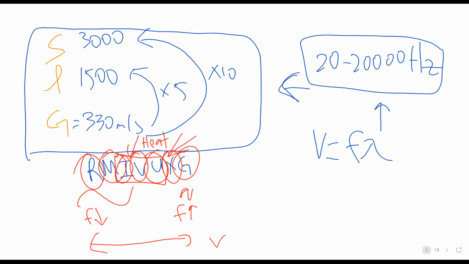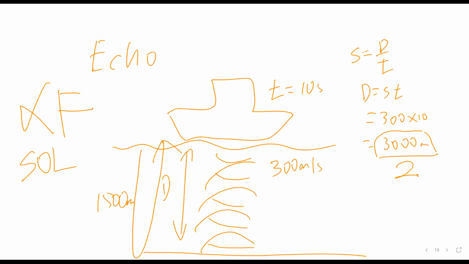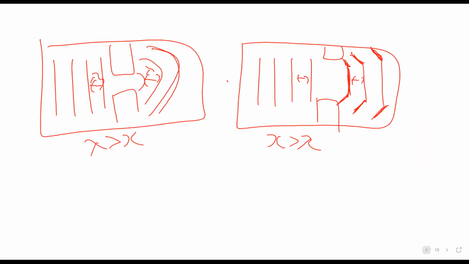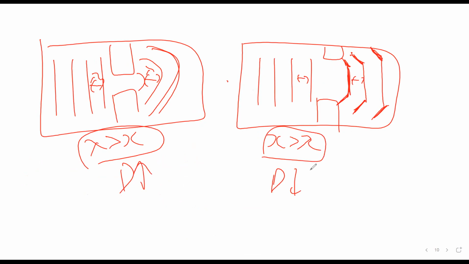So what if they ask to calculate the rate of what? Oh, which one is lambda bigger than x? This is the condition. This is the condition for more diffraction to occur. This is the condition for less diffraction to occur. X is the gap between here. This is your X.